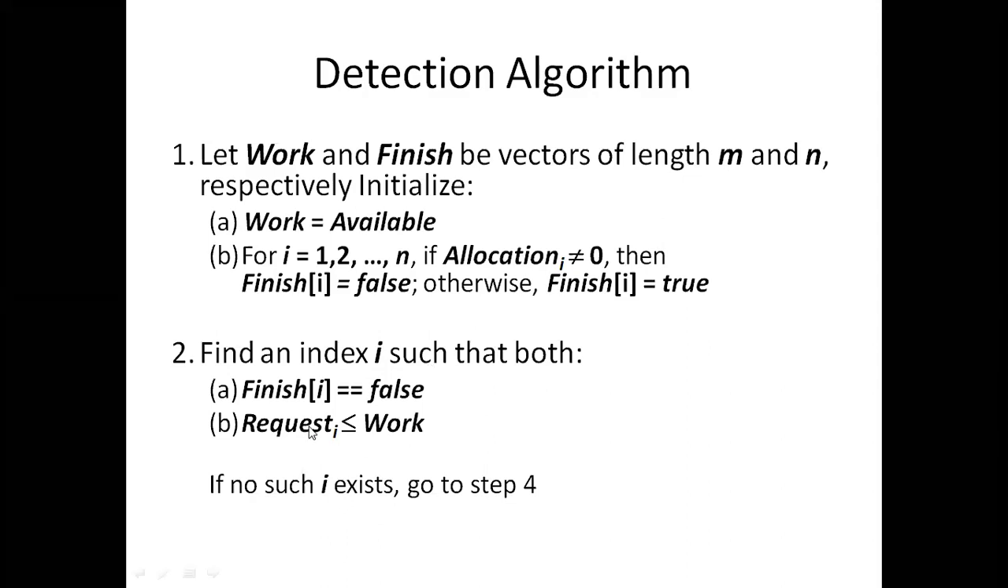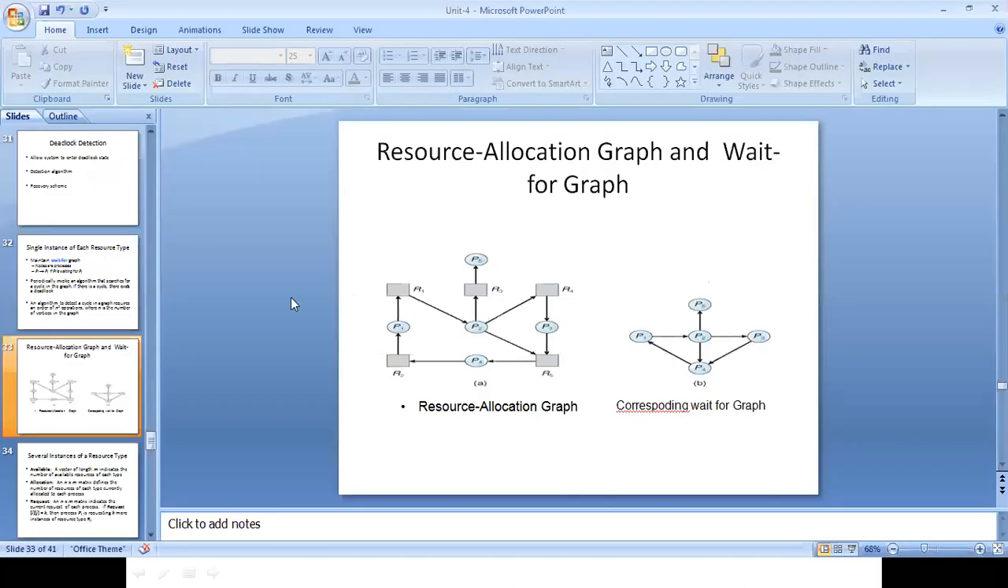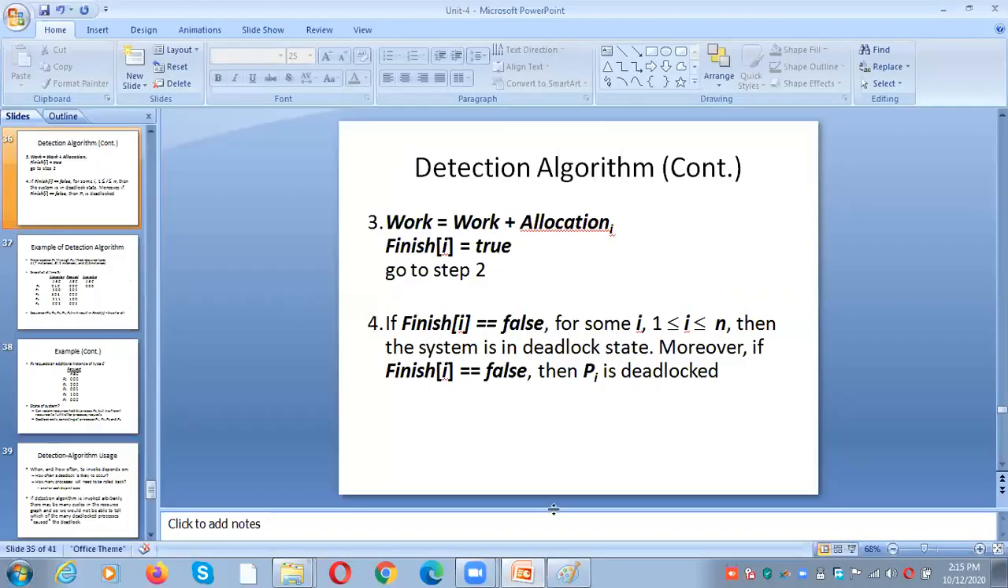For example, if a process is requesting resources which are less than available, then automatically what do we need to do? We need to go to step 3. So we will allocate the resources to the process. Initially work means available, and work equals work plus allocation. I will let you know what work equals work plus allocation means.